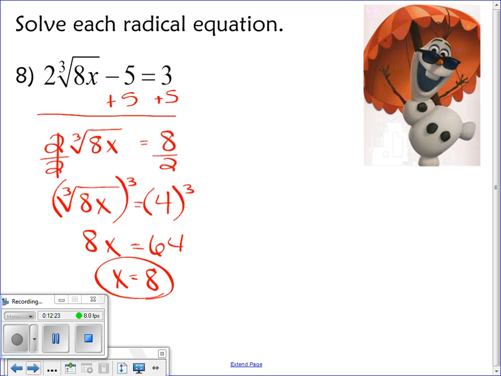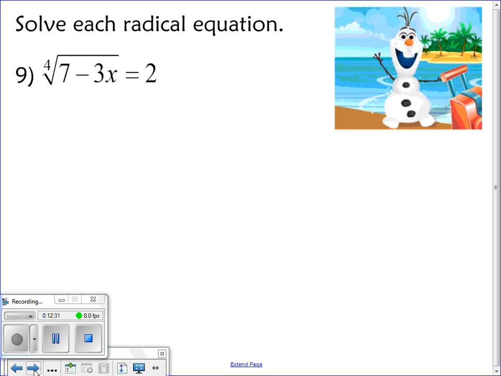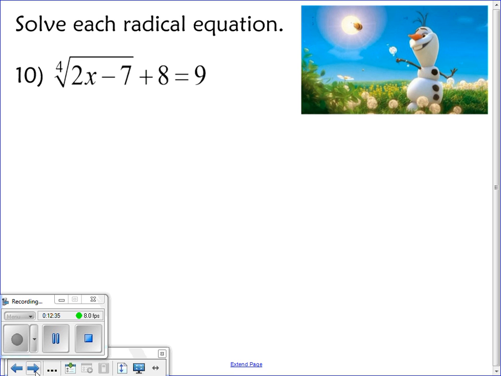Next one. That woman's ready to move. I may skip some of these, you know. If we're good, I may skip them. Skip to the homework. Let's skip 9. Let's look at 10 real quick, just so we can see one that has a 4th on it.